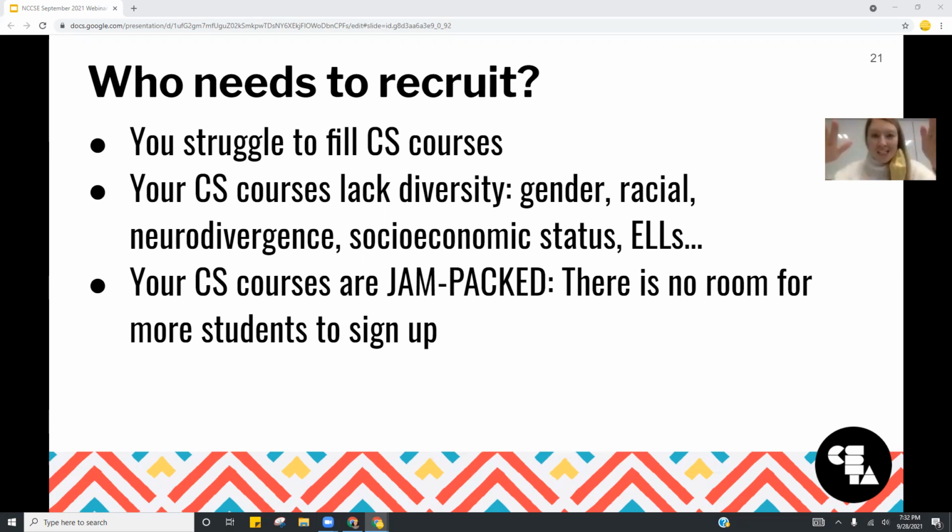Before we get into this, I want to go over a few things that we talk about when it comes to recruiting. So who needs to recruit? You need to recruit if you're struggling to fill your CS courses. You need to recruit if your CS courses lack diversity, which could be gender, racial diversity, neurodivergence, socioeconomic status, English language learners. If there are people who are represented in your school who are not represented in your CS classes, you need to be recruiting.